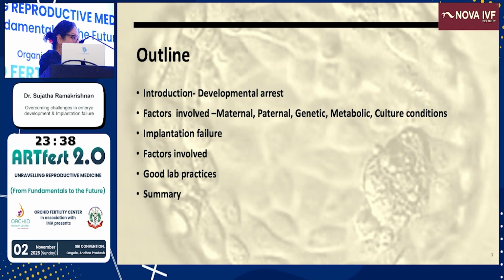So what is developmental arrest? We'll start with that. We will also look at the factors which are involved: maternal, paternal, genetic, metabolic and cultural conditions. And then we will go to implantation failure and we'll see what are the factors involved in implantation failure. And I'll also take you through the good laboratory practices to overcome certain of these problems. And finally, we will sum it up.